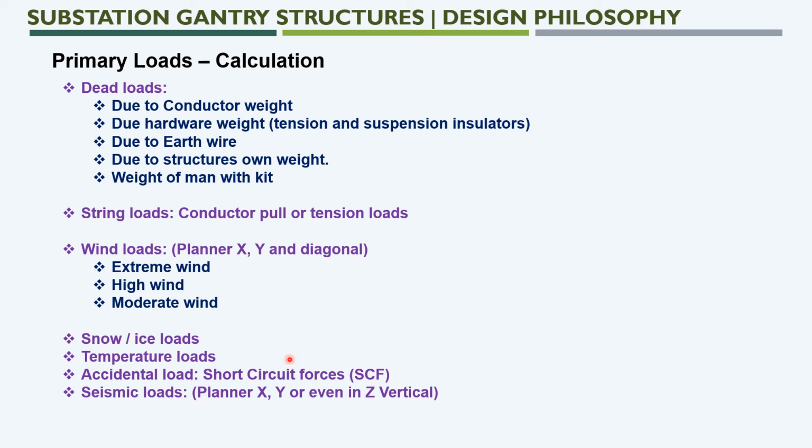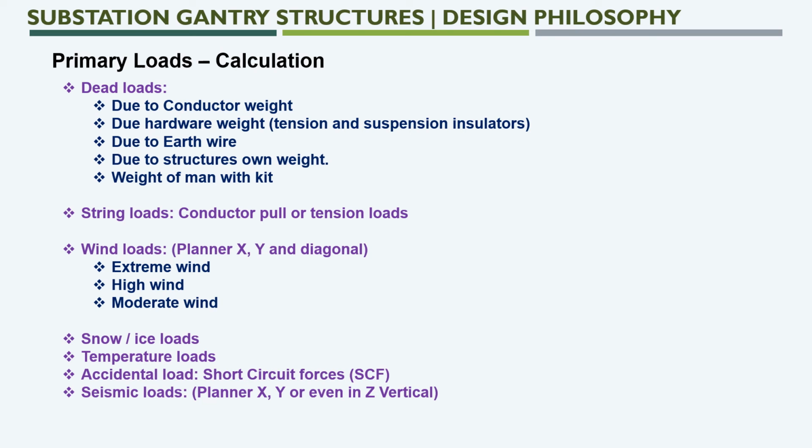Next one is accidental load. This is the short circuit force, which is to be calculated by an electromechanical engineer, electrical engineer or mechanical engineer. It is based upon the fault current and the face to face distance of the conductors while they are swinging together. At that time there may be a possibility of two conductors touching, so accidentally the conductor will produce short circuit forces. We also need to consider those forces while designing gantry structures.